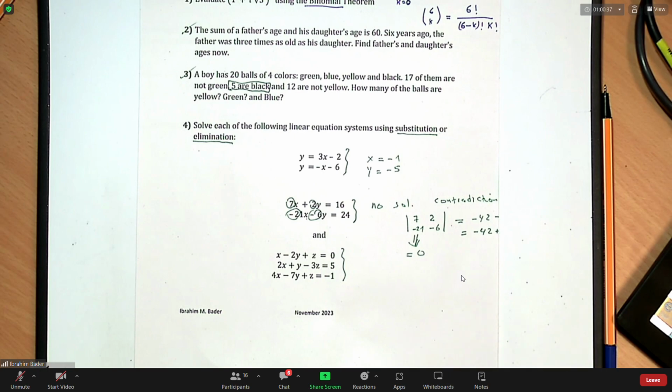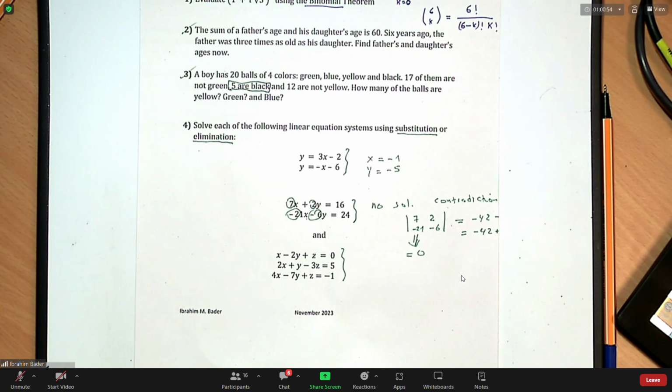No need for that. Why do you need that? You just try cancellation or any method. You will end up having, we said that in this case, contradiction means you will have a statement that is always false.